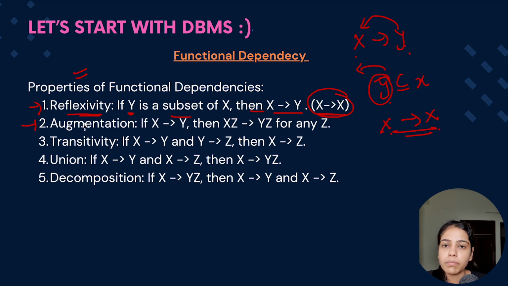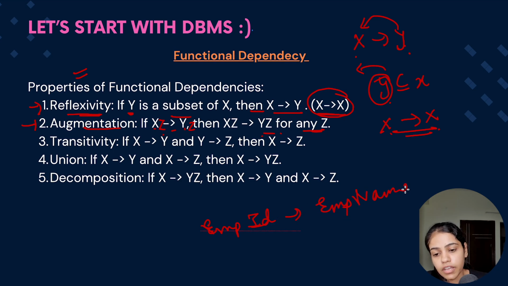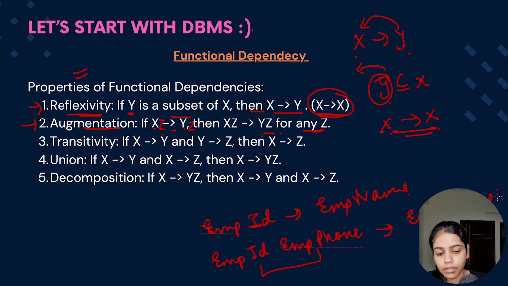Now the second property is augmentation. What does this mean? That if X determines Y and we are augmenting Z here, then XZ should always determine YZ for any Z. So consider that there is an employee ID which determines employee name. Now if I augment or add something, say I add an employee phone number to the employee ID, then employee ID and employee phone number together can determine employee name and employee phone number. So I can see that if something is added at the LHS and the same thing is added at the RHS, there would be a functional dependency which will exist between this combination.